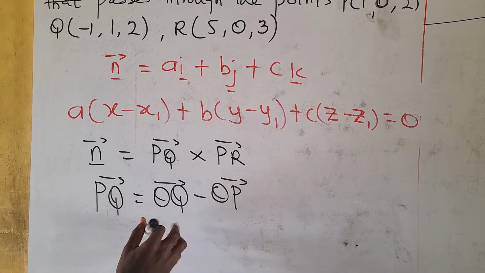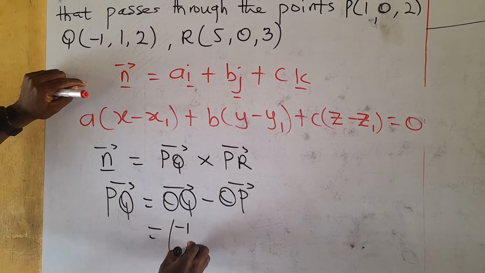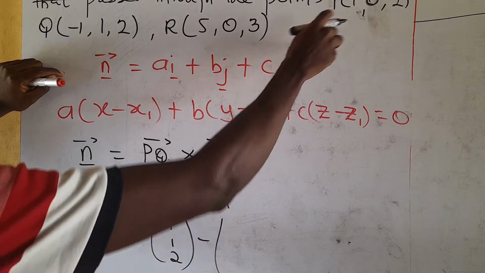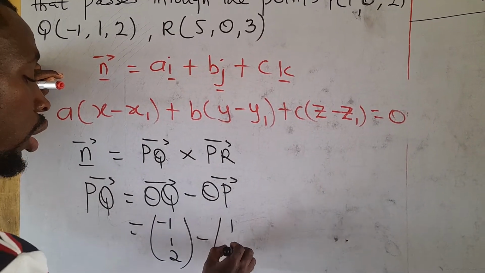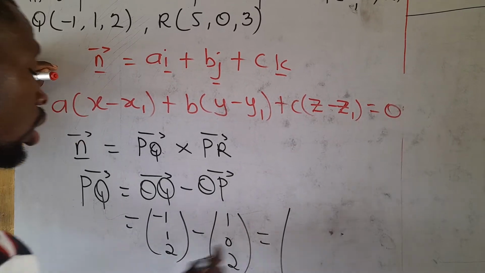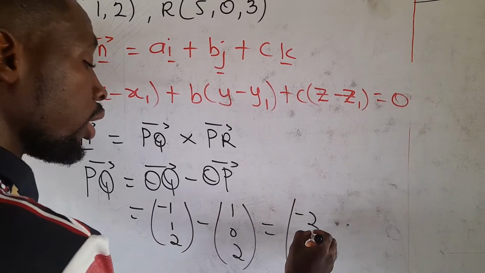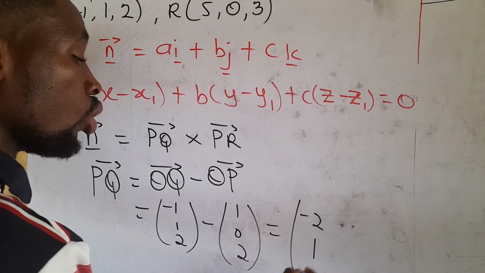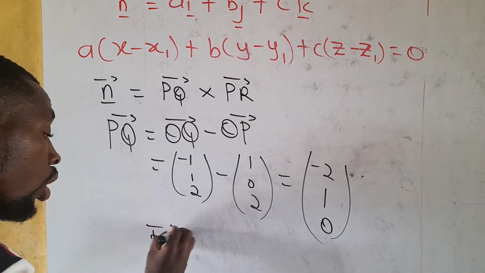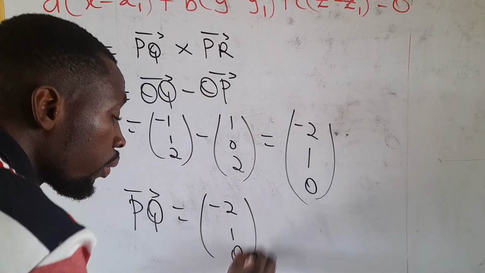So what's our OQ? Our OQ is negative 1, 1, 2, minus OP. And OP is 1, 0, 2. So we want to subtract. Negative 1 minus 1 will be negative 2. 1 minus 0 is still 1. Then 2 minus 2 is 0. And we can say our PQ is equal to negative 2, 1, 0.